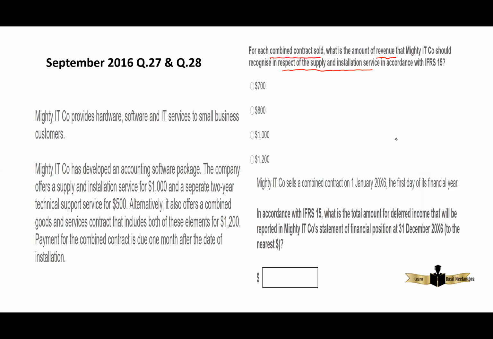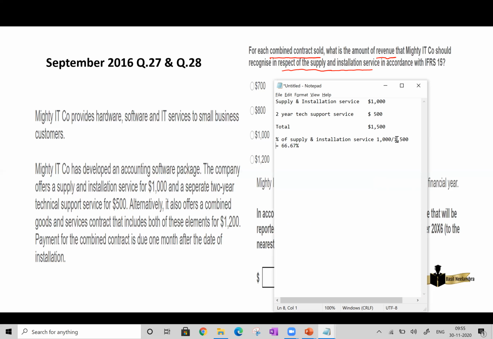Next, you have to identify the percentage of tech support. So total revenue is 1,500. Out of that, tech service represents 500. So 500 out of 1,500 in percentage is equal to 33.33%.